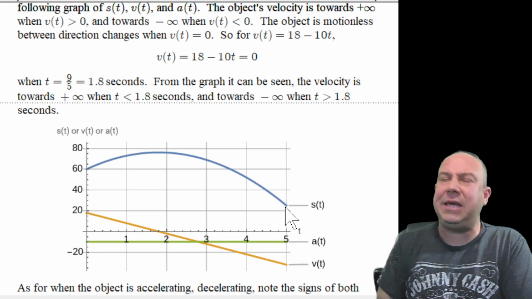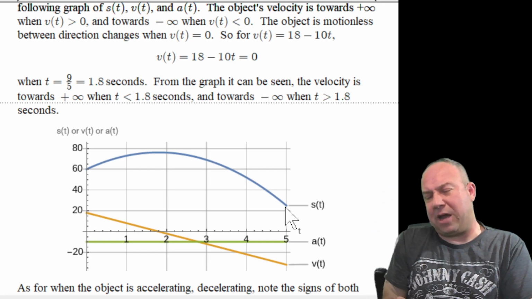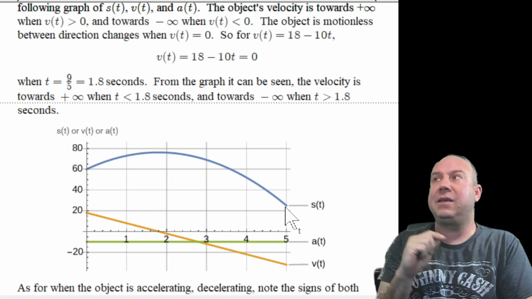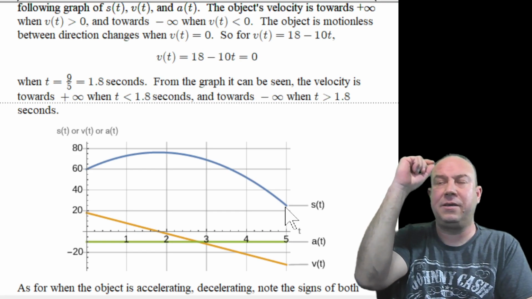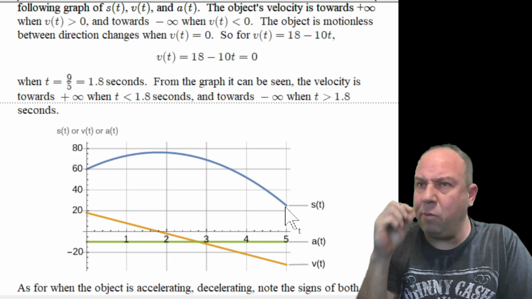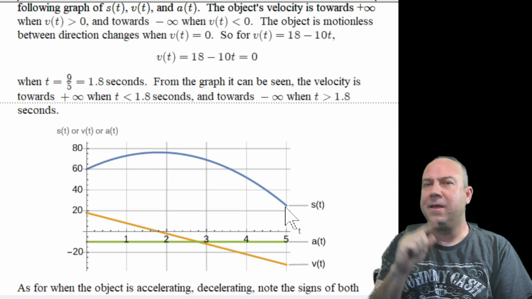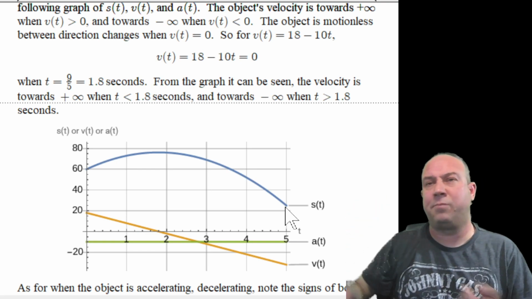And at that peak, it had to stop. You can almost imagine tossing a ball into the air. The ball will go up, getting slower and slower and slower, eventually stopping. For just a moment, it'll be motionless and then begin falling back to Earth. Similar idea here. There is a point in time where the object is motionless.